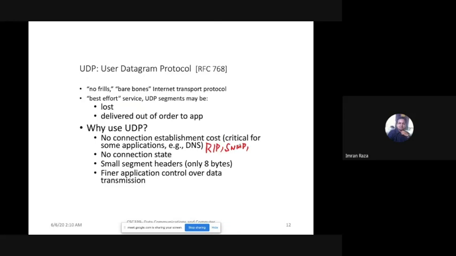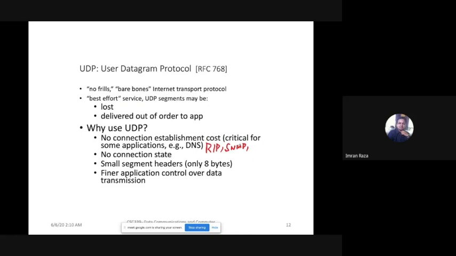Number one, UDP is critical for the performance of some of the applications because we don't need to establish a connection first. If I take TCP for example, I have to establish a connection using three-way handshaking, right? I'll send a message segment to the server machine. It will be responded to by the server. Then I'll again send another segment. Meaning I'll be sending three segments before establishing a connection with the server.